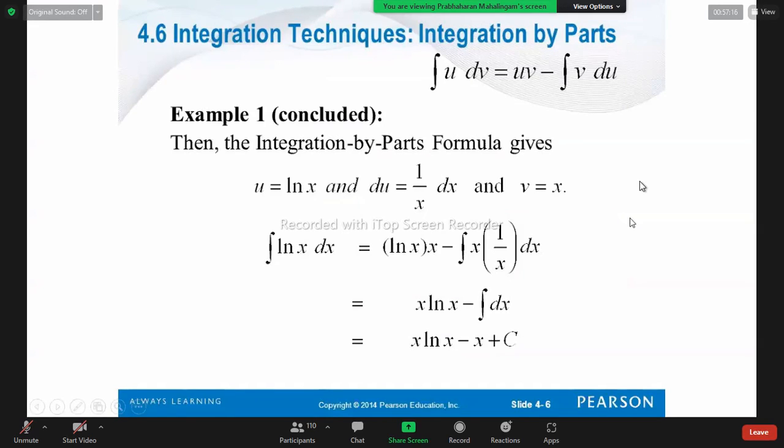What is the question? u, du. Yes, ln x into dx. Why do we put it here? This is the question: x ln x.